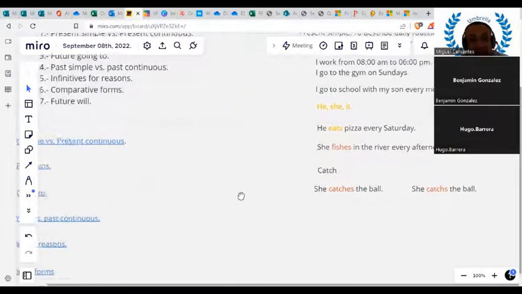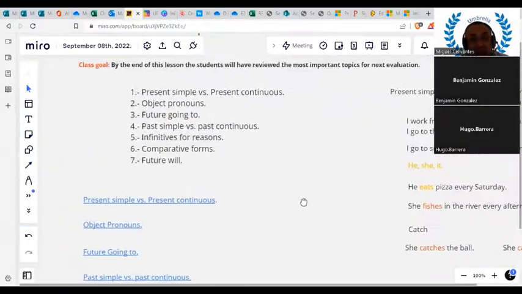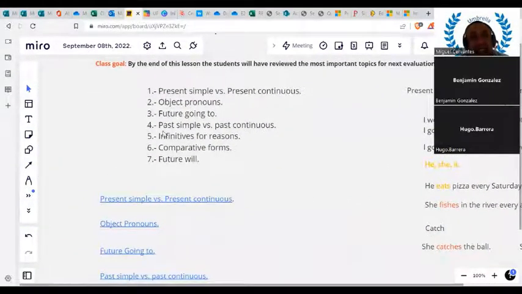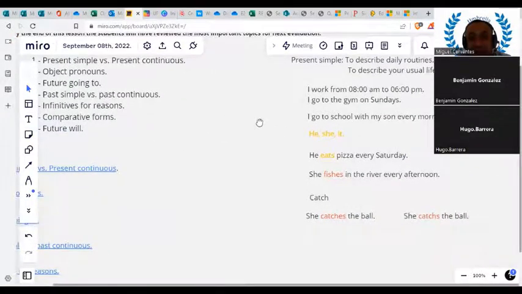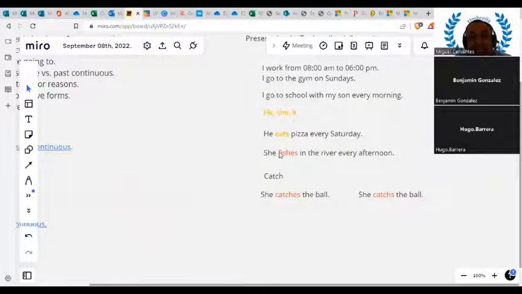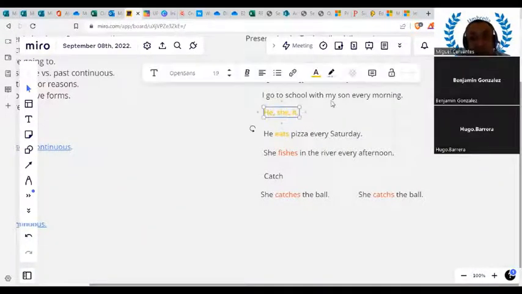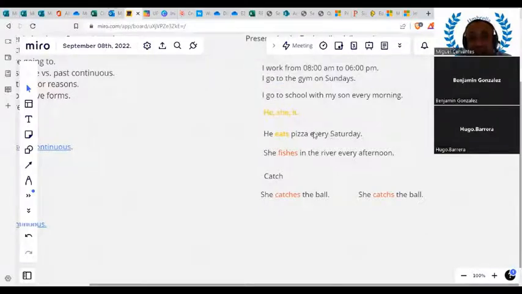Next Tuesday, we are having an examination, okay? These are the topics for the exam. And we are remembering present simple versus present continuous. So we were checking present simple, Hugo, and I was telling Benjamin that for he, she, and it, you need to pay special attention. Why? Because you need to change the verb. For example, he eats pizza. She fishes in the river.